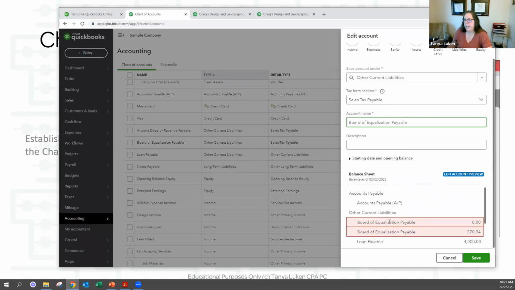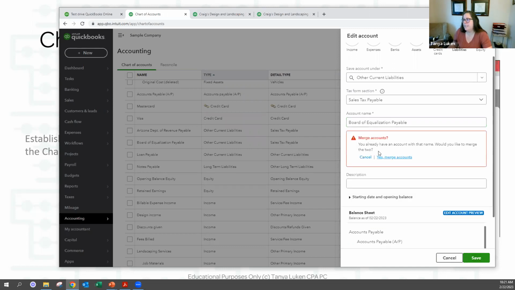Do you see how they turn red down here when I made the name the same? If you make the names the same, everything else has to be the same as well. Like here in the background, you can see this detail type column where it says credit card, sales tax payable, other current liabilities. They have to be exactly the same. So this one that says sales tax payable, you can't merge with other current liabilities, because they have two different detail types.